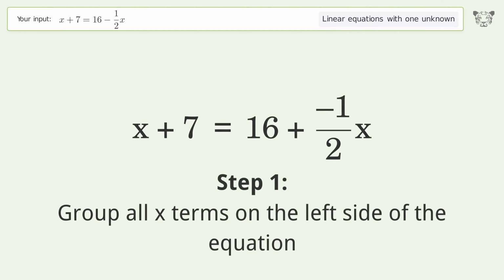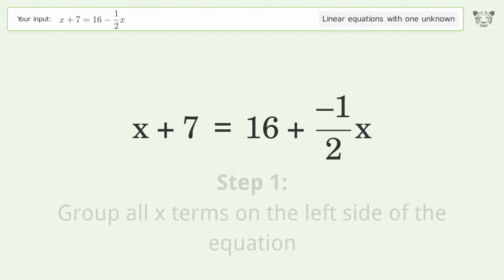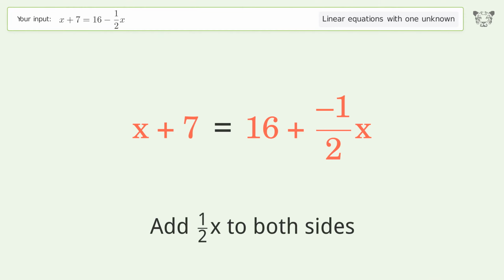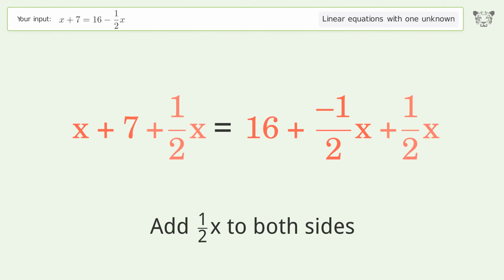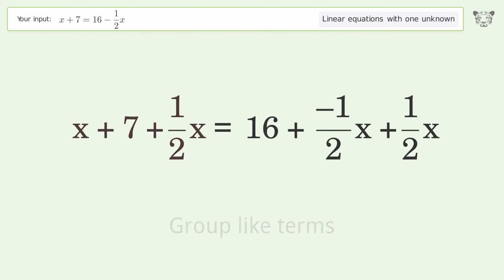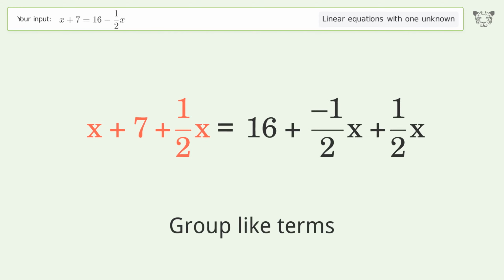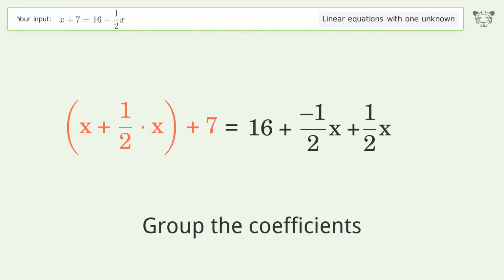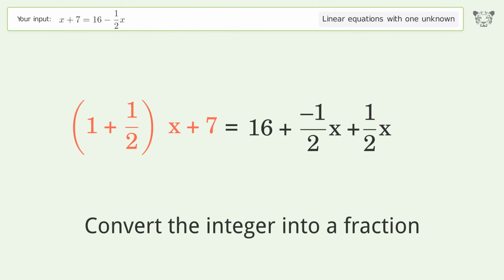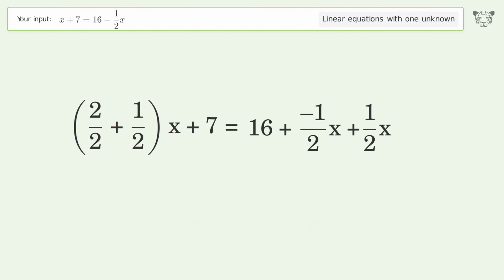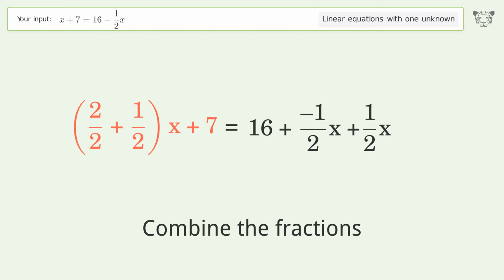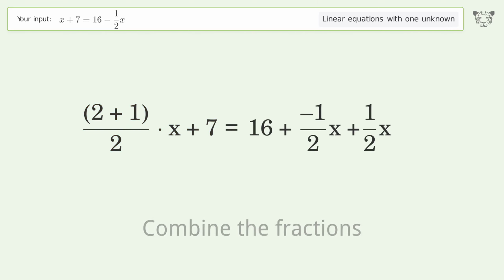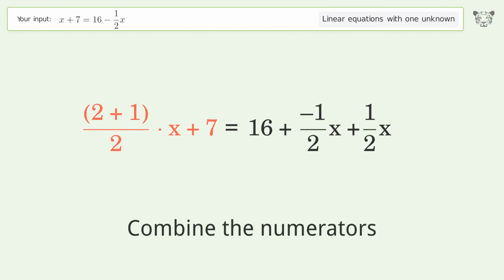Group all x terms on the left side of the equation. Add 1 over 2x to both sides. Group like terms. Group the coefficients. Convert the integer into a fraction. Combine the fractions. Combine the numerators.